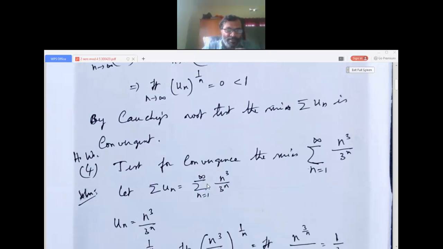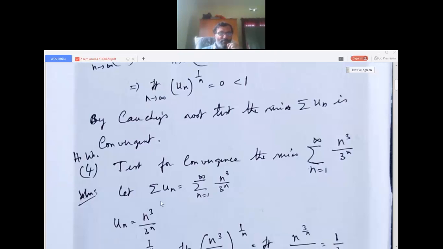So now we discuss. I had given one problem for homework. I don't know how many of you had tried it. Okay. So test for convergence the series sigma n is equal to 1 to infinity n cubed by 3 power n.